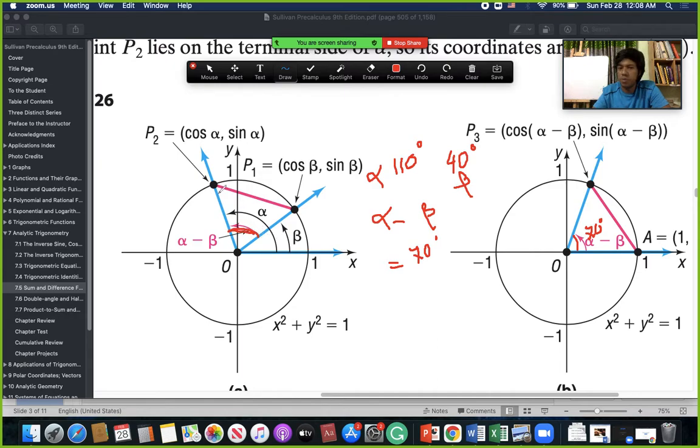This angle will also be 70 degrees because the total is 110 and this is 40. So 110 minus 40 equals this 70. This is a little bit important in this proof, because at a point we have to prove that these two triangles are congruent.